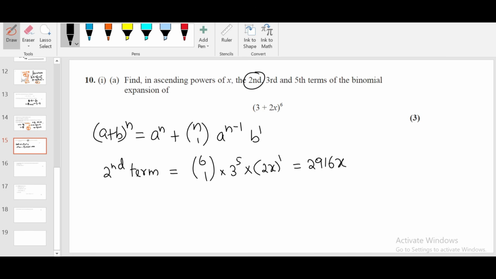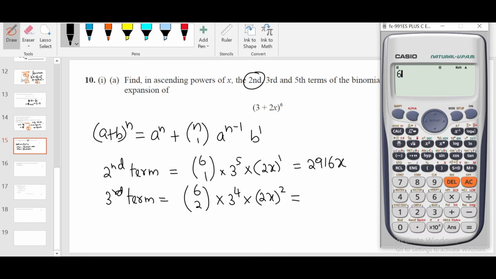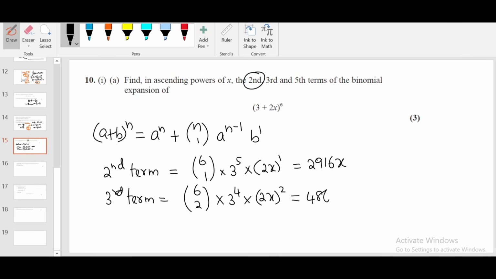2916x. That's the second term. Now the third term is going to be 6C2 times 3 power 6 minus 2, times (2x) power 2. So 6C2 is 15, times 3 power 4, times 2 squared. We get 4860x squared. That's the third term, and we skip the fourth term.